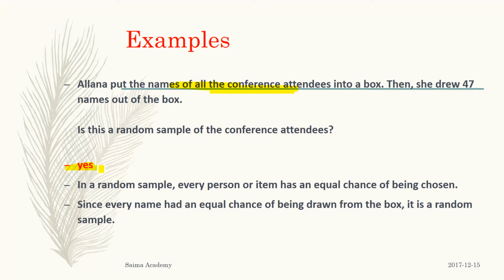I told you that if you say yes or no, there should be some explanation or logic. In a random sample, every person or item has an equal chance of being chosen. This is the definition of the random sample. Since every name had an equal chance of being drawn from the box, it is a random sample.